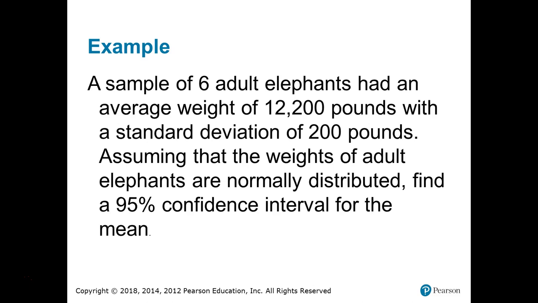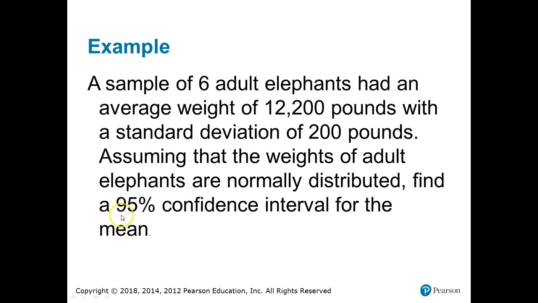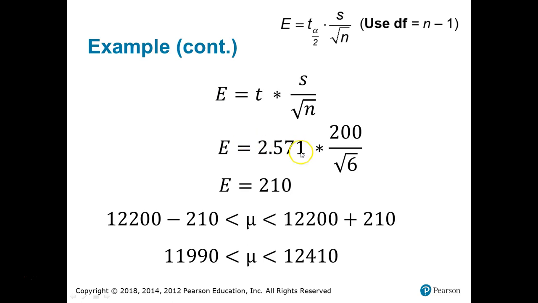Okay. Again, first thing is you have to check the requirements. n is less than 30, but because it's normally distributed, we can use a t-table. Now we can go straight to the formula. Margin of error equals the critical value times s divided by the square root of n. Using our table, we can figure out that the t value is going to be 2.571. So we have 0.05 and degrees of freedom of 5. You get your t multiplied by your sample standard deviation, 200, divided by the square root of your sample size, which is 6. You get a margin of error of 210.